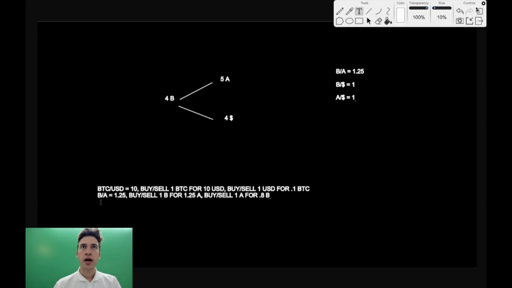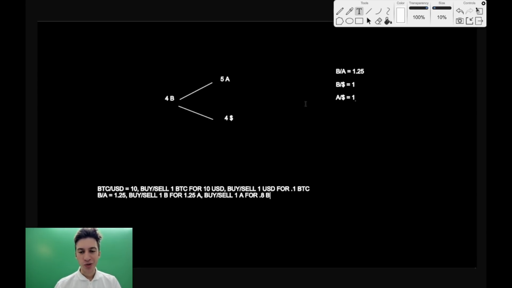So whenever you look at a currency pair, you want to quickly identify what's the base, what's the quote, and how many of the quote currency is going to get me the base currency. So here 10, here 1.25. Okay, so here I think it may be apparent what would likely happen in this market and what we would do.